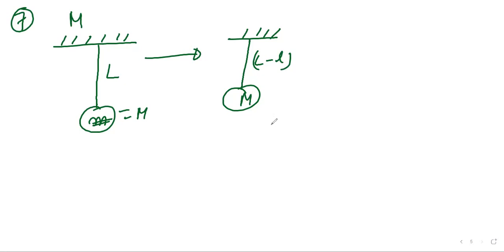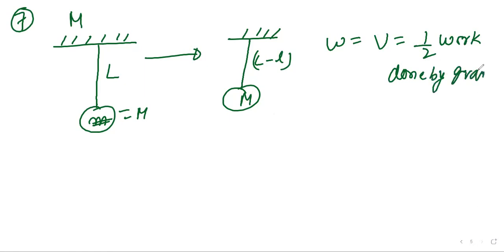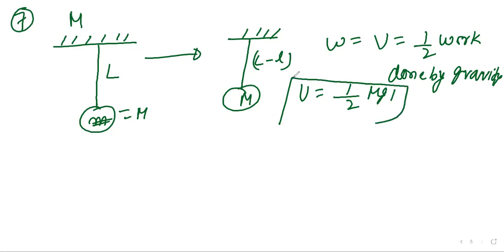As we know, the formula for elastic potential energy U is 1 upon 2 of the work done by gravity. So it is given by U equal to 1 upon 2 mg l. This will be the formula. There is a small change in length, that's why we have taken small l only.